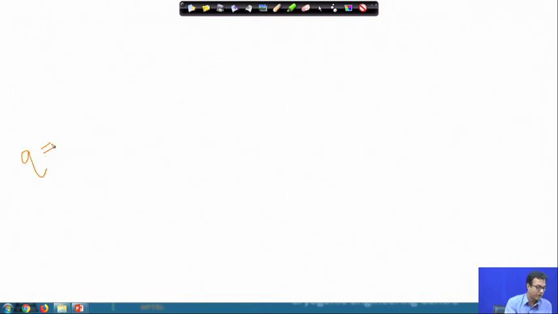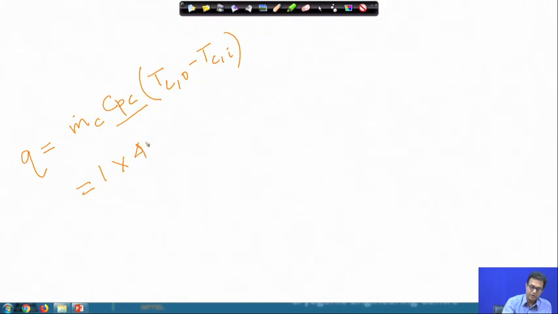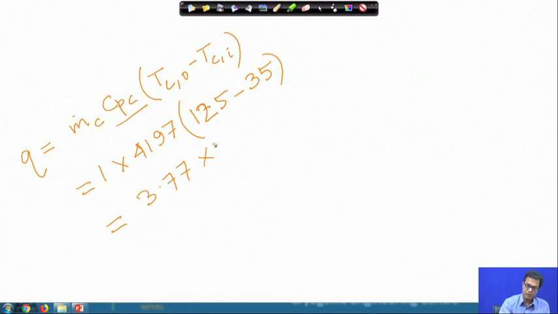This Q, that is the actual heat getting transferred, will come out to be m dot Cpc, Tc out minus Tc in, that is equal to 1 kg per second, and then we have 4197, then we have 125 minus 35. So, this will come out to be 3.77 into 10 to the power 5 watt.